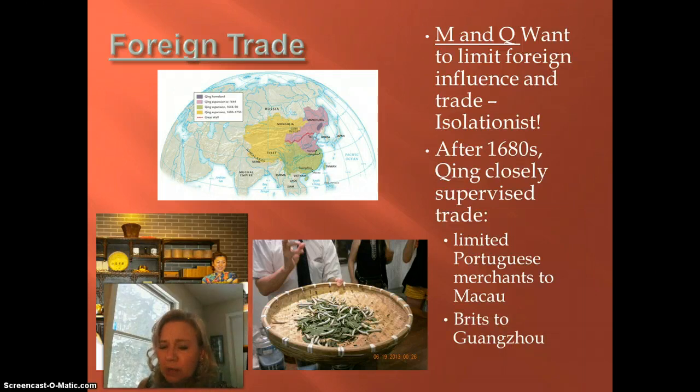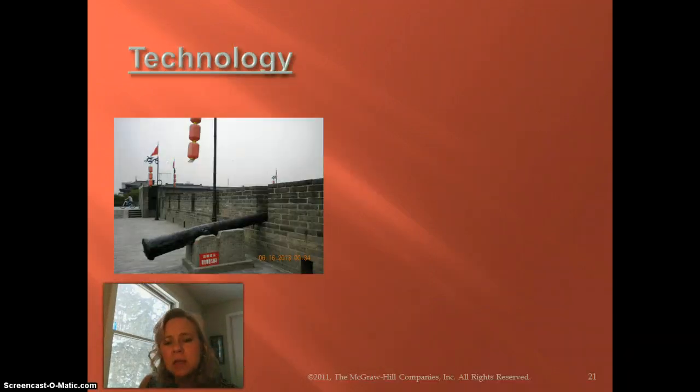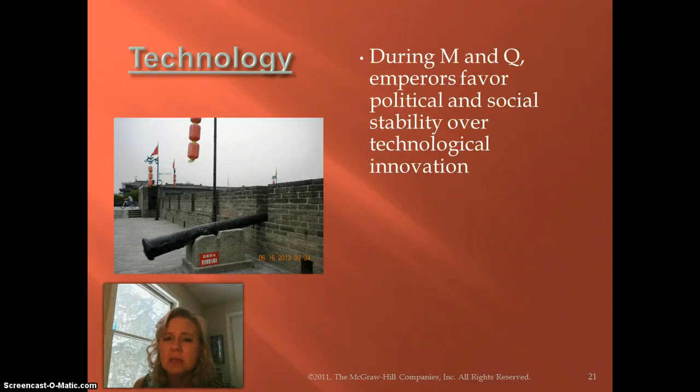Now, the Brits really love Chinese tea and Chinese silk, and the Portuguese as well. And so they give them silver primarily in exchange for those highly treasured goods that the Chinese make really well. As far as technology goes, they completely favor political and social stability over innovation. Just think of all the amazing things that China had produced in the centuries prior to this, but now they just completely stagnate in their innovation.